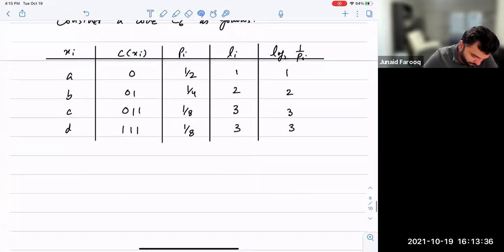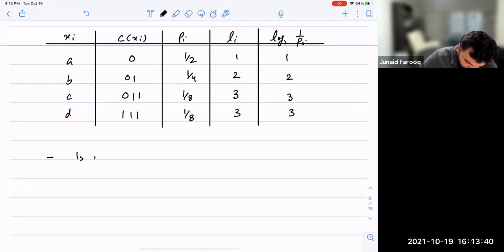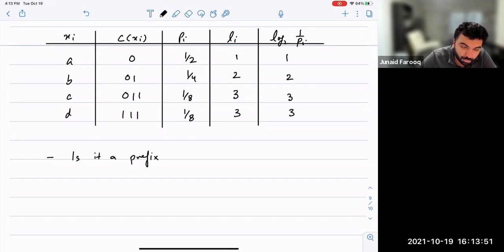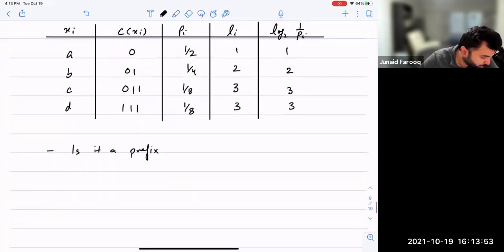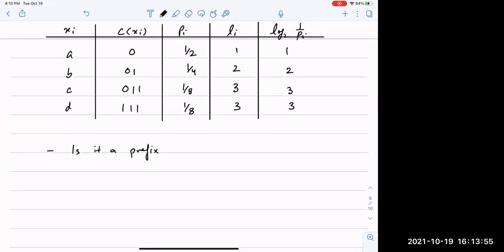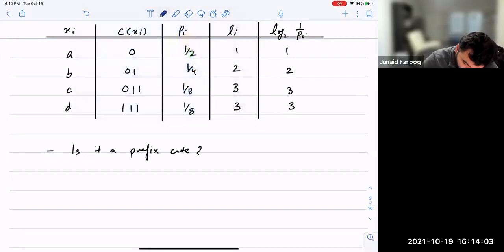So the first thing is, is it a prefix code? I want all of you to look at whether it is or whether not. No, it doesn't look like a prefix code.